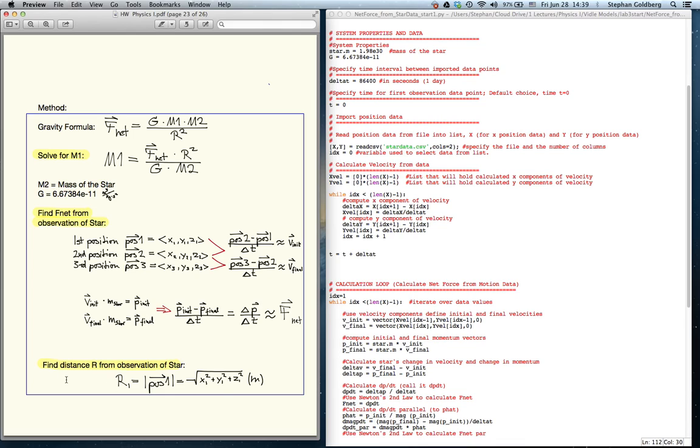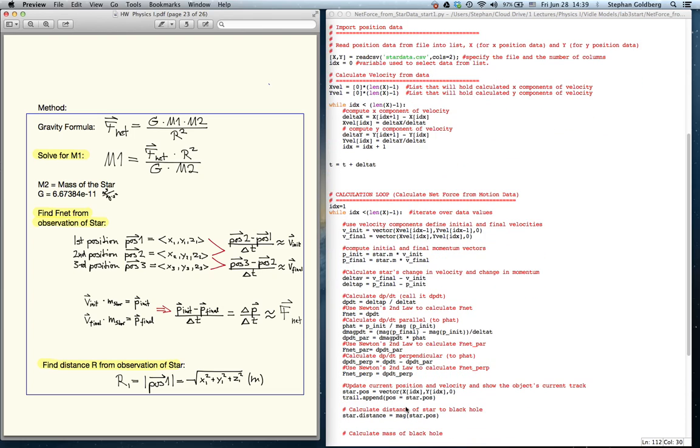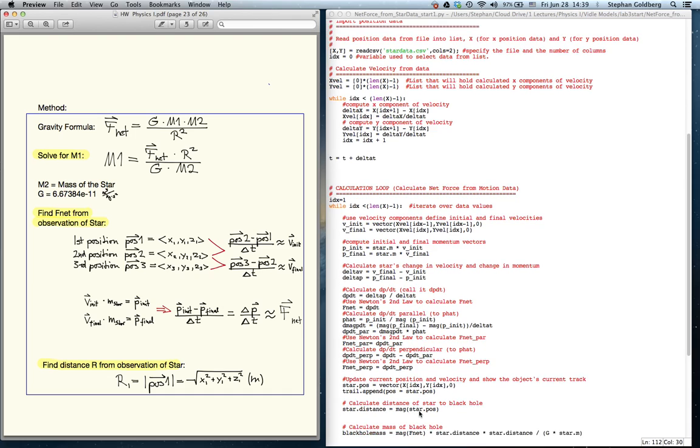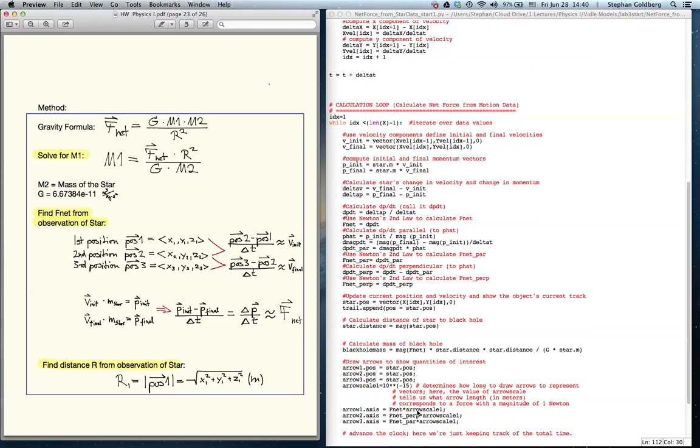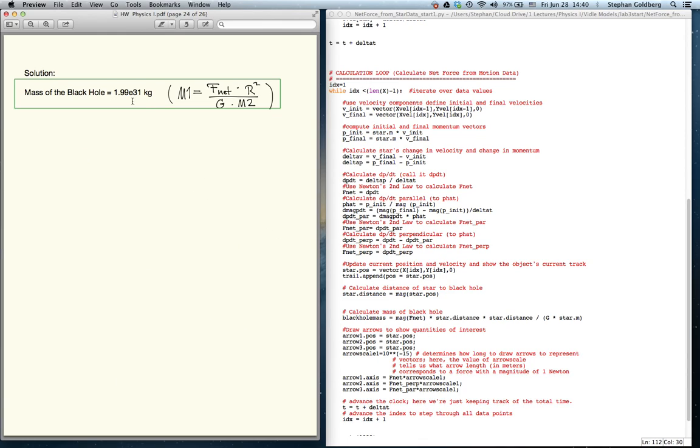Now, to find the distance between the star and the black hole, we simply calculate the magnitude of the position vector of the star, since the black hole is already assumed to be at the origin of our coordinate system. So here's the calculation for that. And finally, here's the calculation of the black hole mass. This is this formula right here.